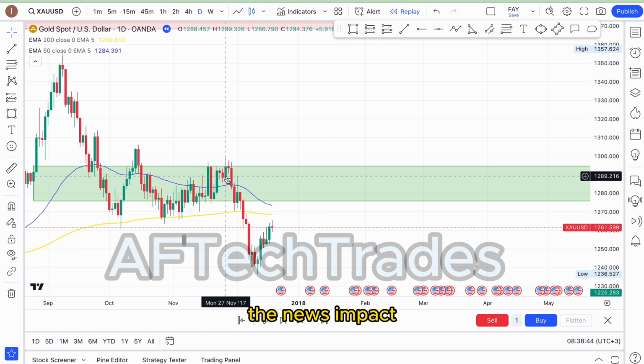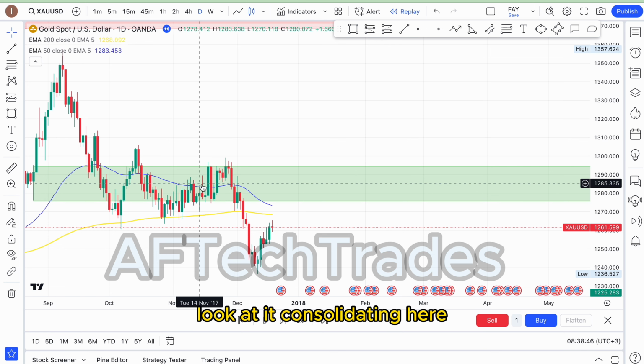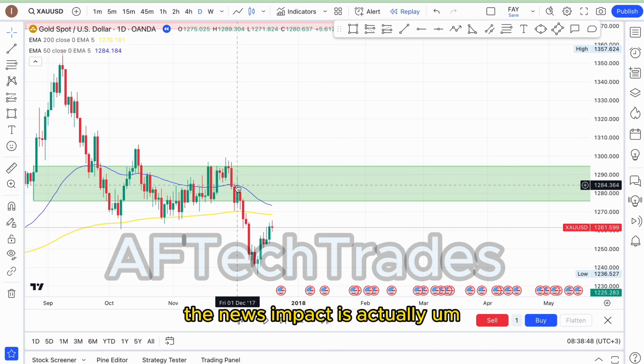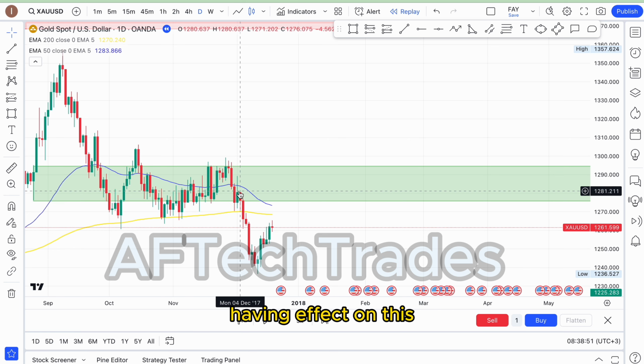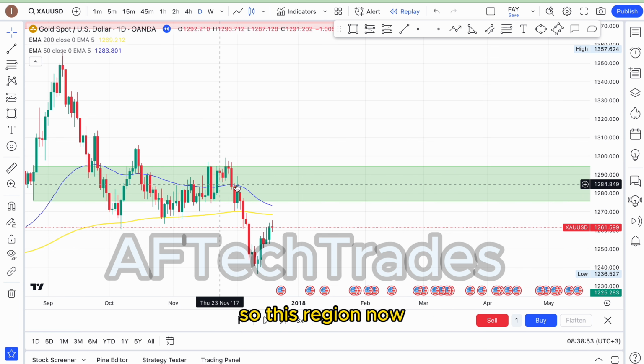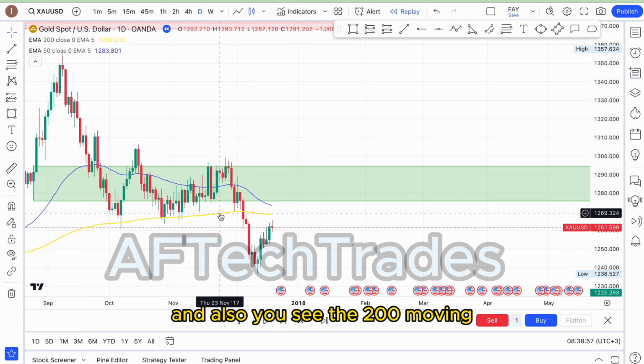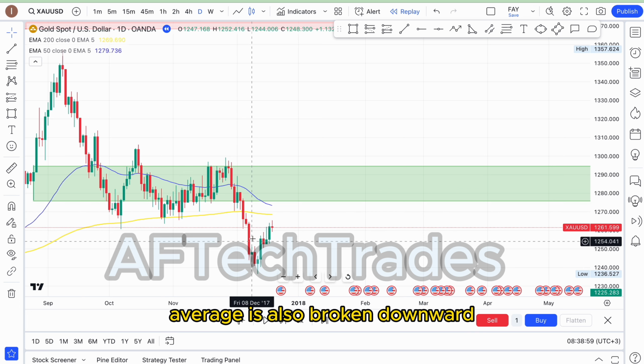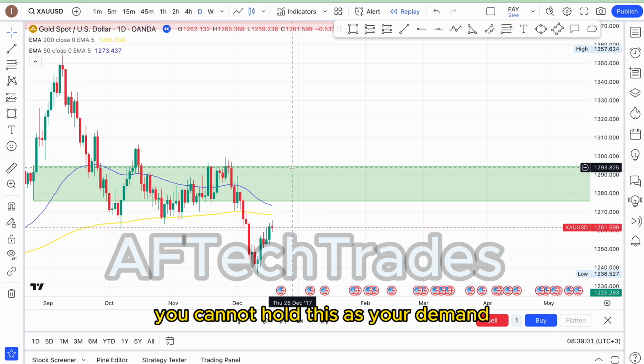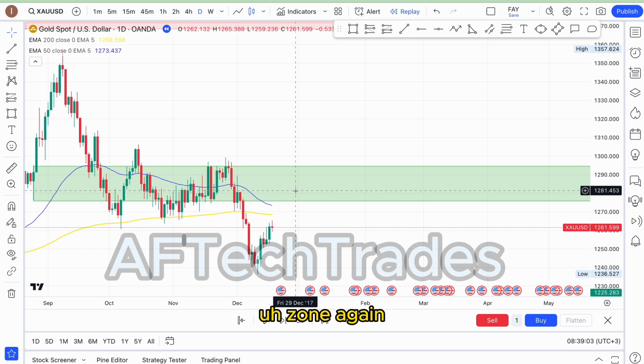The news impact, look at it consolidating here. The news impact is actually having effect on this. So this demand region is broken here. It's broken, and also you see the 200 moving average is broken downward. You cannot hold this as your demand zone again. Let's continue.